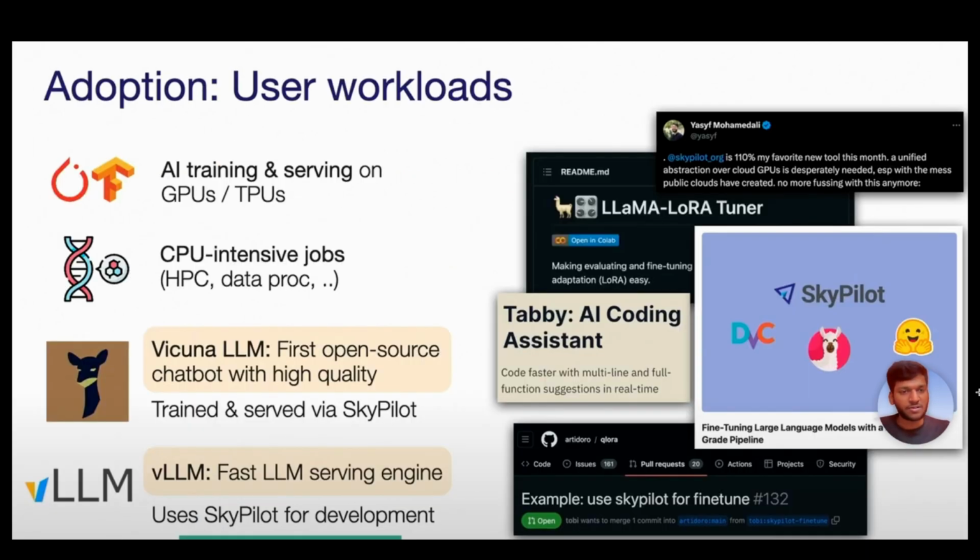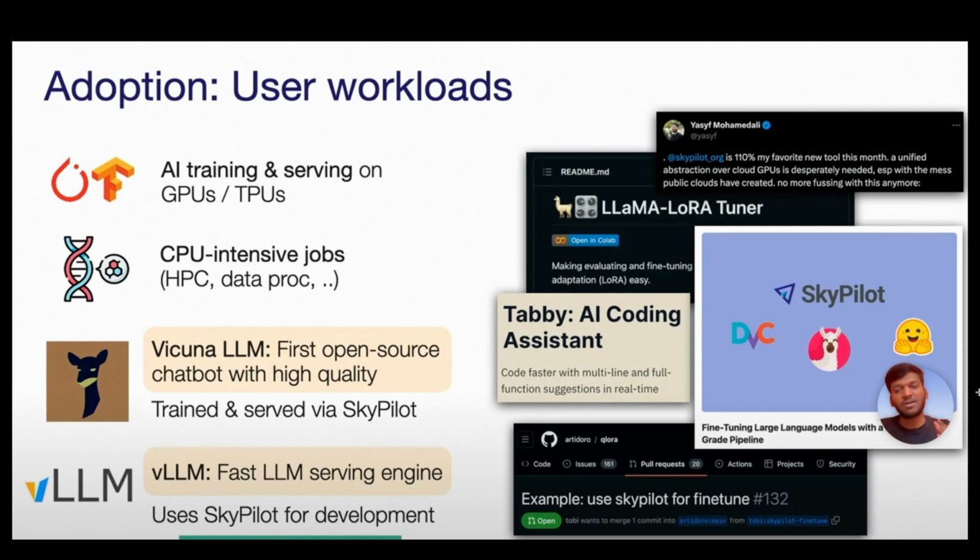Now the adoption rate of SkyPilot is huge. The consumers of this open source repository utilize it for AI training and AI serving on GPUs and also Google's TPUs. Next comes CPU intensive jobs. It's not only for GPUs, it's also for CPU intensive tasks. So if you want to do data cleaning or data processing steps, everything can be handled. The famous Vicuna LLM was also trained and served using SkyPilot.